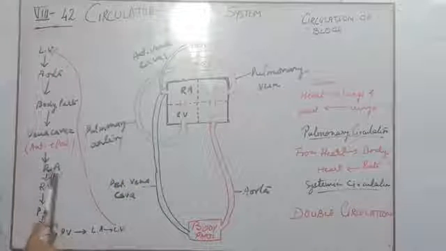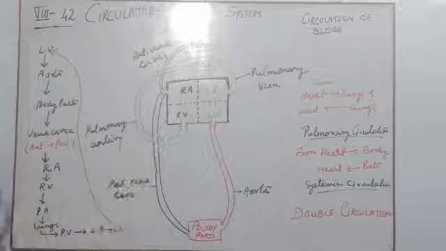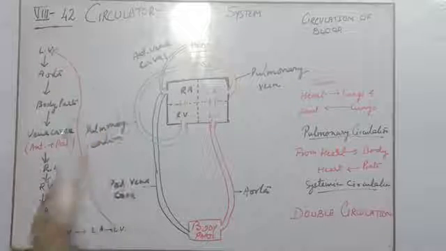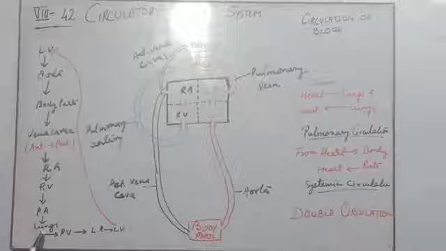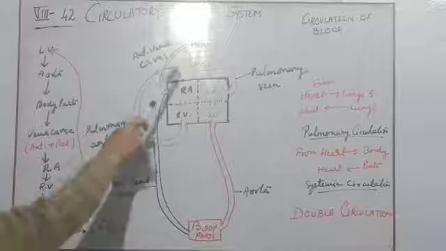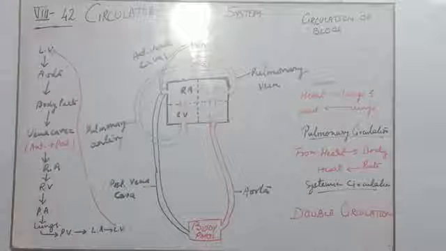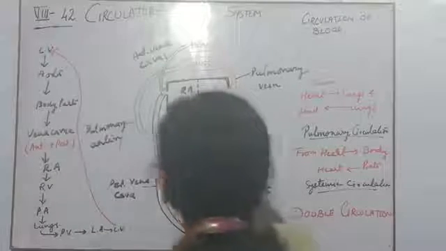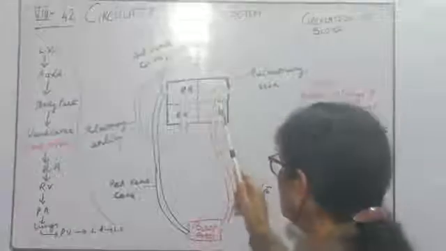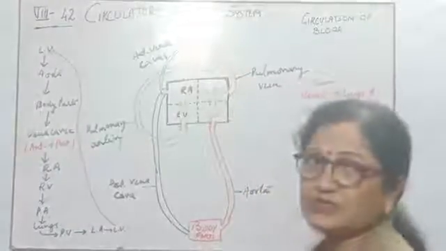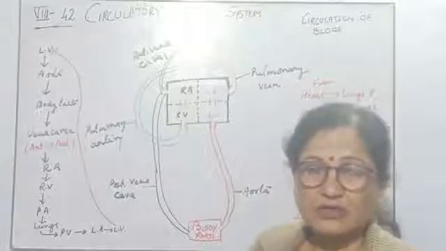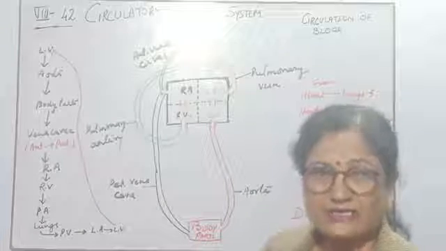Here it is right auricle. Then from the right auricle it will come to right ventricle. Then from the right ventricle it will go to the pulmonary artery, and this deoxygenated blood will be passed to the lungs for purification or oxygenation. Then from the lungs through the pulmonary vein it will come to left auricle, and from the left auricle again it will come to left ventricle, and again the circulation will continue in the same process.